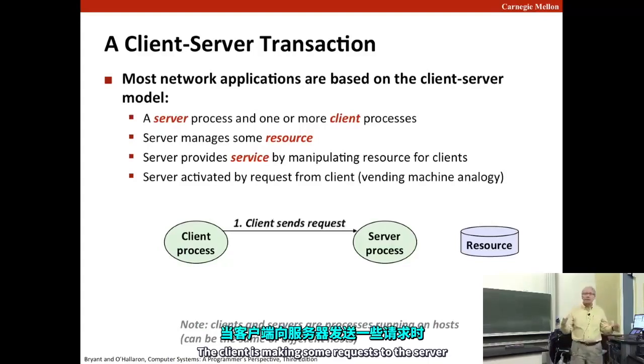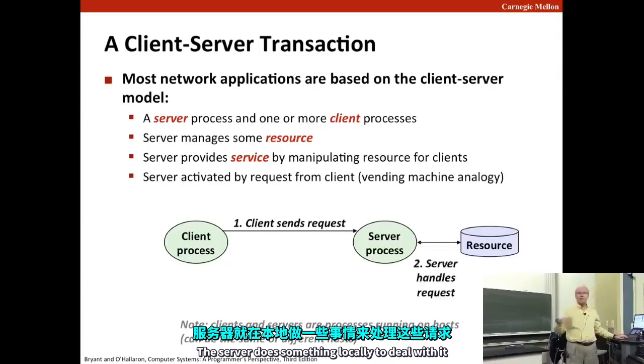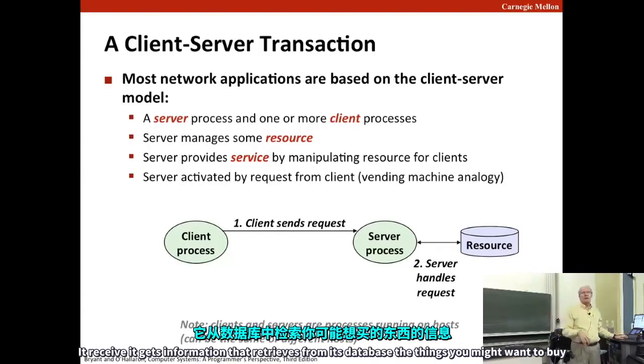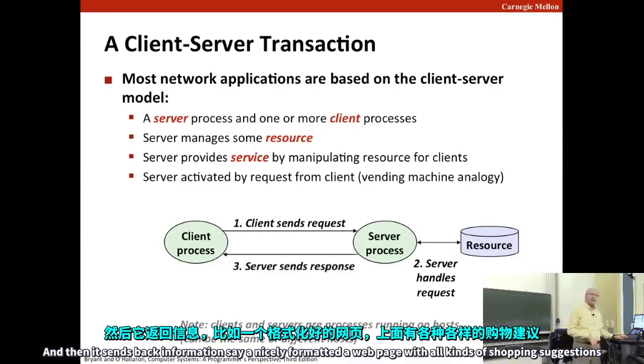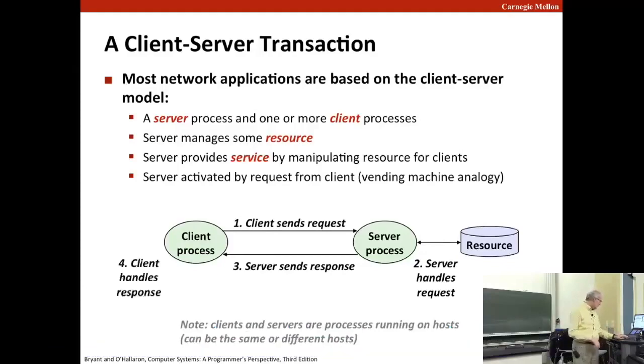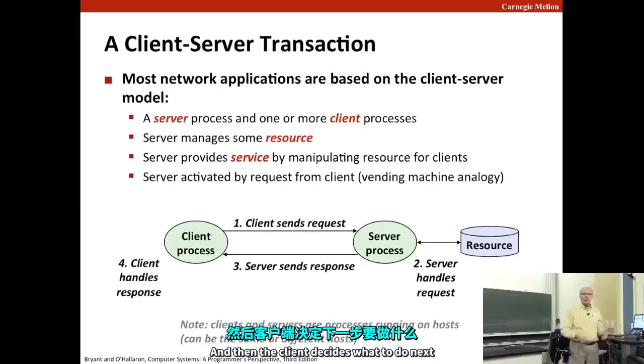The client is making some request to the server. The server does something locally to deal with it. It gets information. It retrieves from its database the things you might want to buy. And then it sends back information, say a nicely formatted web page with all kinds of shopping suggestions. And then the client decides what to do next.